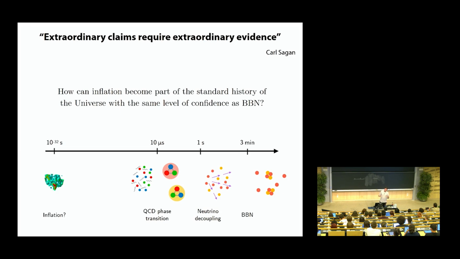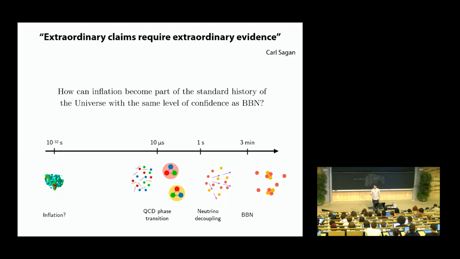And so for inflation, we don't have extraordinary evidence, I would say. We have good evidence that something like that happened, but not extraordinary. And so it would be nice to find more. I think the standard should maybe be that we would like to have inflation on this timeline that I was drawing with the same level of confidence that we were putting BBN there.